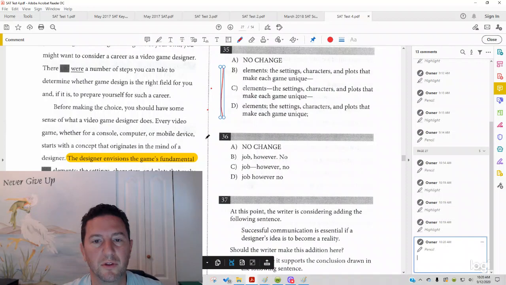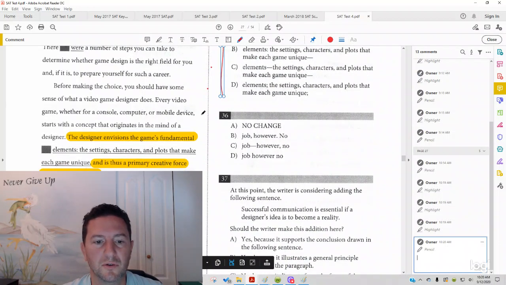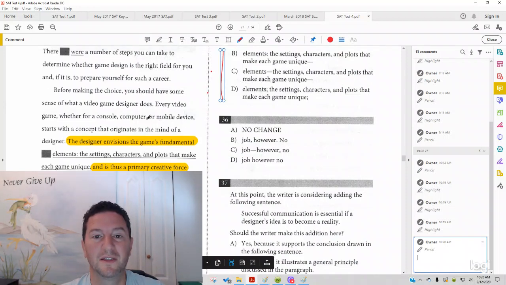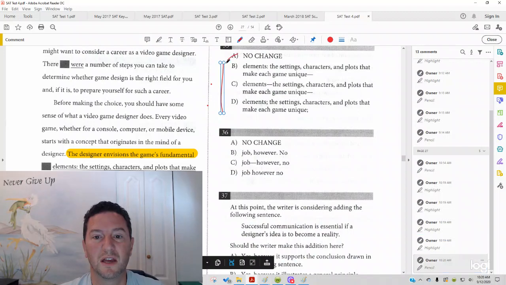And it says number 35 up top, and answer choice A is always no change. So in considering this question, if we look at answer choice A, remember your rule for a colon. Most times teachers will tell you that a colon is used before a list. That's not a complete and accurate description of how colons are used. For a colon question to be correct, there has to be a complete thought before the colon, an independent clause before the colon. In other words, what comes before the colon has to be able to be alone as its own sentence. So if we read this, the designer envisions the game's fundamental elements. That could not be its own sentence. Answer choice A is wrong.